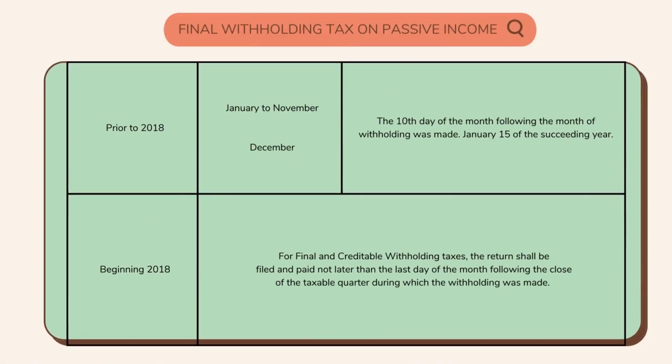Prior to 2018, for taxes on passive income withheld from January to November, the income tax returns must be filed on the 10th day of the month following the month of withholding. For taxes withheld in the month of December, ITRs must be filed on or before January 15 of the succeeding year. Beginning 2018, for final and creditable withholding taxes, the return shall be filed and paid not later than the last day of the month following the close of the taxable quarter during which the withholding was made.